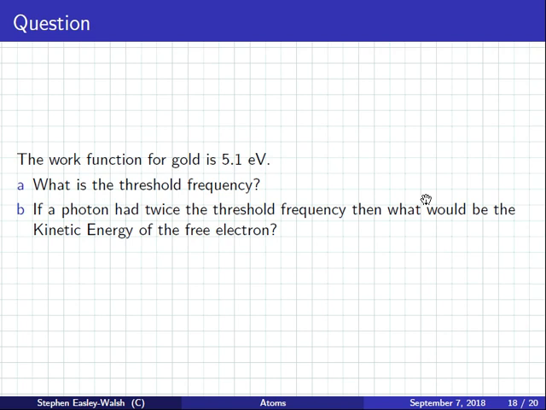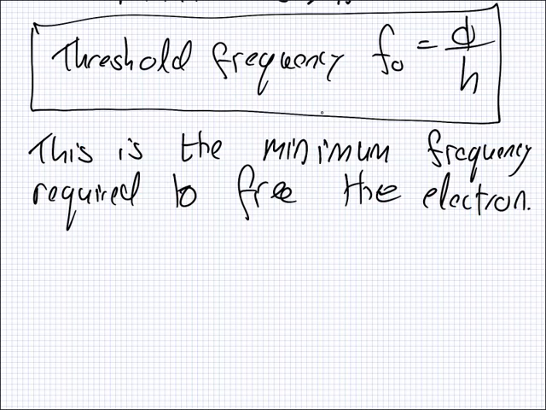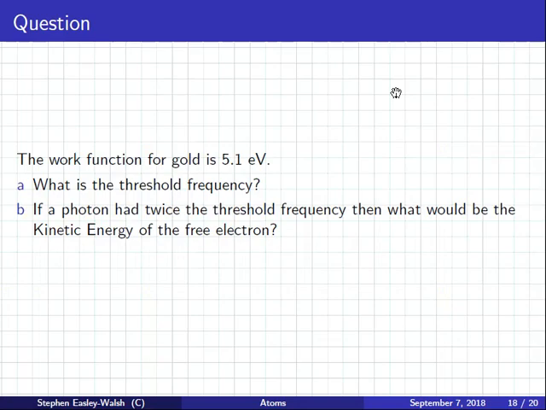So look, I've given you the work function of gold, and I want to know the threshold frequency. So you can just use work function over h. The only problem is, what do you need to do to this first? Convert to joules. Okay. So can you give me the threshold frequency, please?